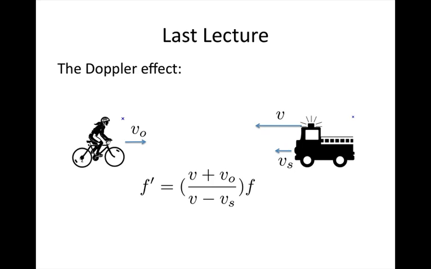We also saw the Doppler effect. We have the velocity of sound, the velocity of a source, and the velocity of an observer. And the frequency observed by the observer is related to the frequency emitted by the source through V plus V naught over V minus Vs. This is for the case when the source and the observer are moving towards each other.